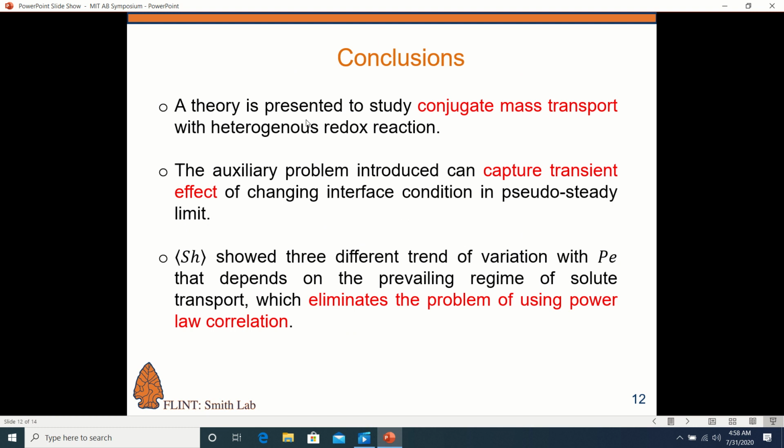So the conclusion: a theory is presented to study the conjugate mass transport, and two problems have been taken care of in that model. The first problem was the transient effect and the second problem was the power law correlation. Those two problems have been solved in this model.